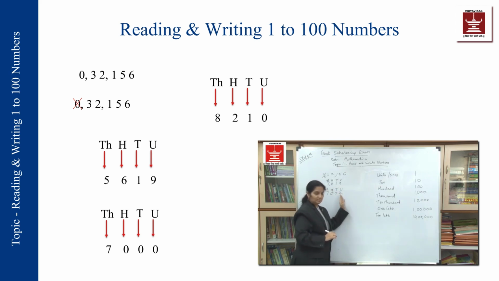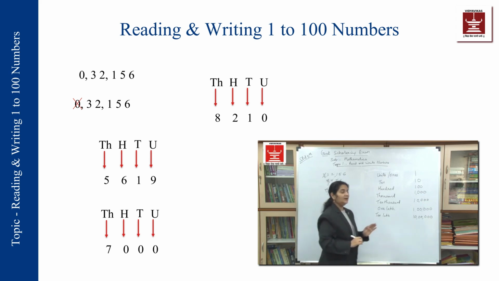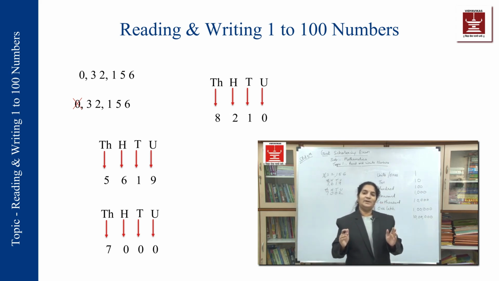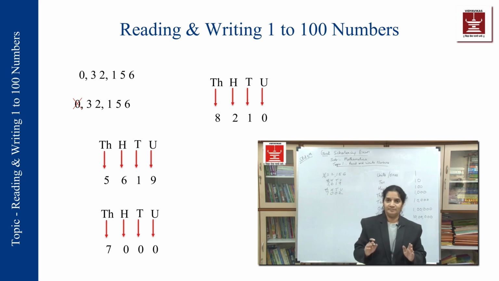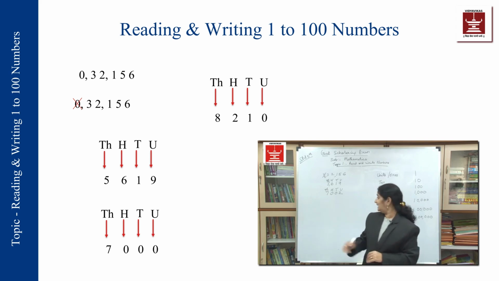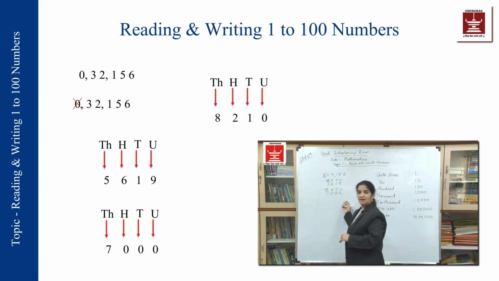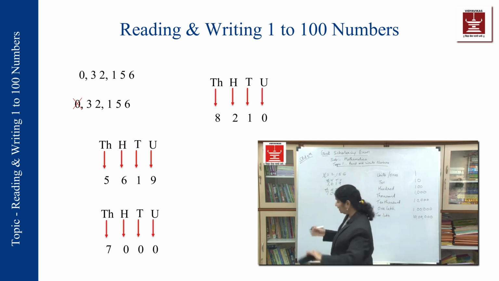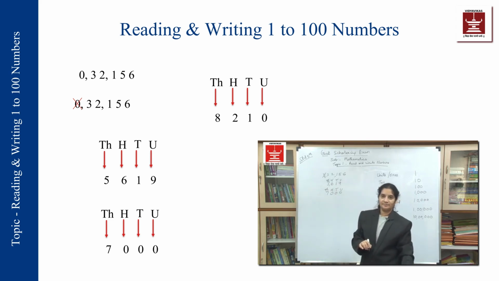So it is 7,002. Whenever I have zeros in any place values in between, it is not to be read. I won't say 0 hundreds, 0 tens. When 0 is there, it is not mentioned. We directly say 7,002. Even if this 2 is not there and there is a 0 over here, it would be 7,000.